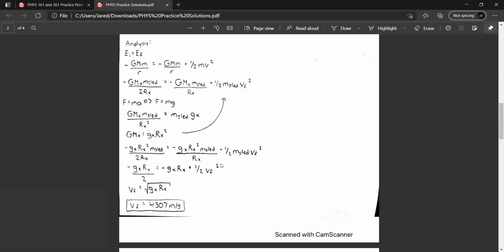Then if we isolate Vf, it is equal to the square root of Gx times Rx. Plugging in the values we already knew, we get that the final velocity is equal to 4,307 meters per second. Thank you.